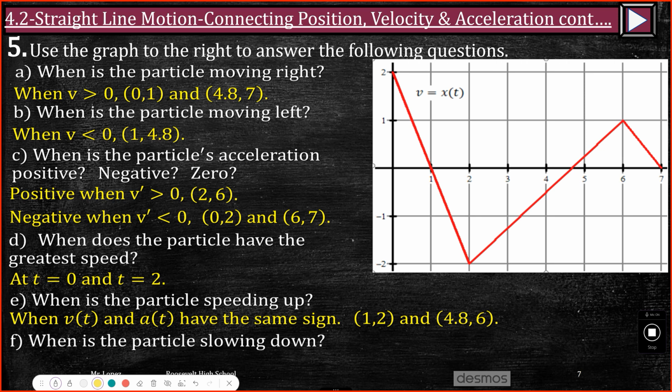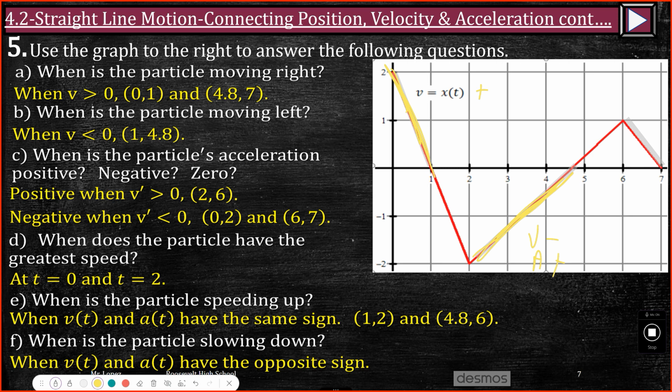And F, when is the particle slowing down? Slowing down is when they don't match up. We said here already, this was positive velocity and negative acceleration. That's going to be it. And then this one also is going to be it: velocity is negative and acceleration is positive. So 0 to 1, and then 2 to 4.8. And also over there, velocity positive, acceleration negative.